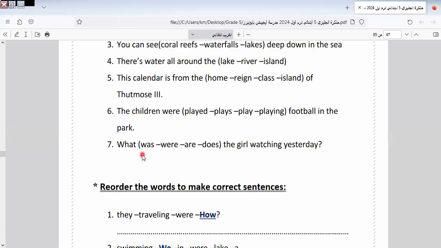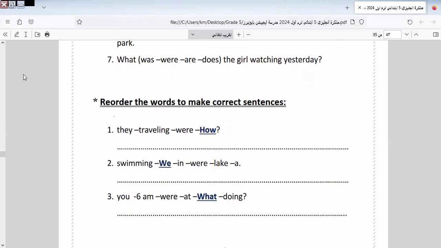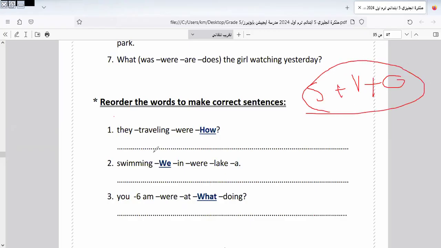What was the girl watching yesterday? It will be was. Why? Because girl is singular. Let's answer this question: subject, verb, object. You can say, Miss Iman, we are bored of this rule. I think you are bored, and I'm also bored, but this is the rule. We must write it to answer this question in the correct way.